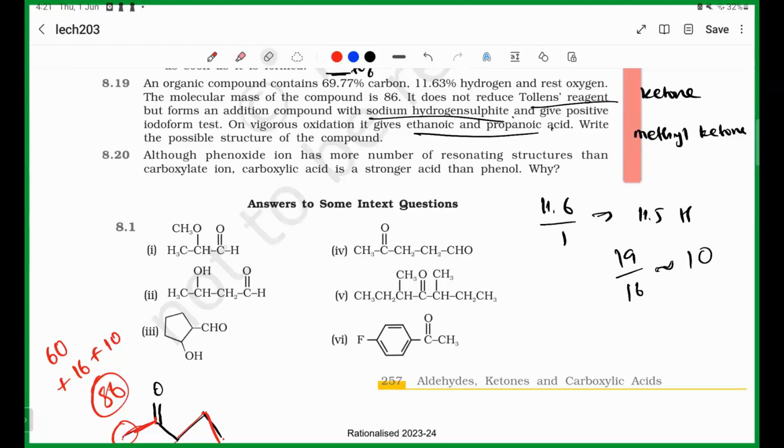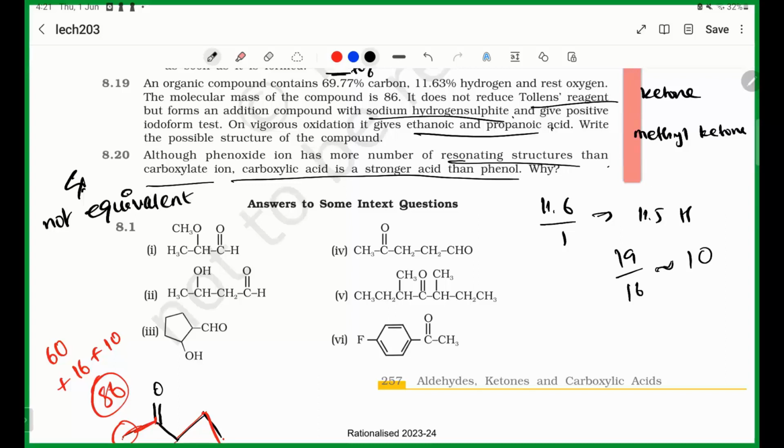Now we go to the 20th question. In this question, the question is that although the phenoxide ion has more resonating structures than carboxylate ion, carboxylic acid is a stronger acid than phenol. Why? Because even though the phenoxide has four resonating structures, they are not equivalent. The concept to know here is that equivalent resonating structures contribute more to the stability of the hybrid.